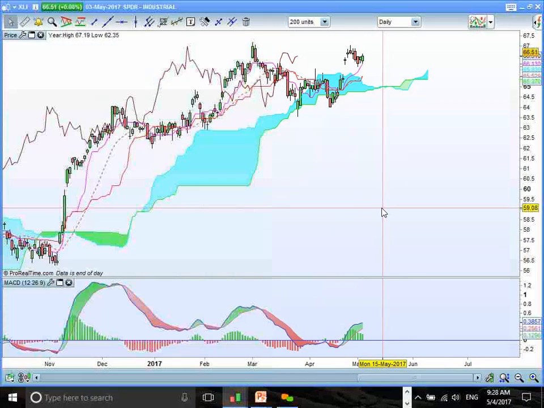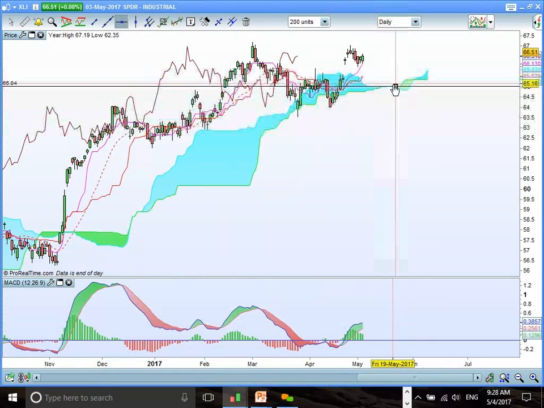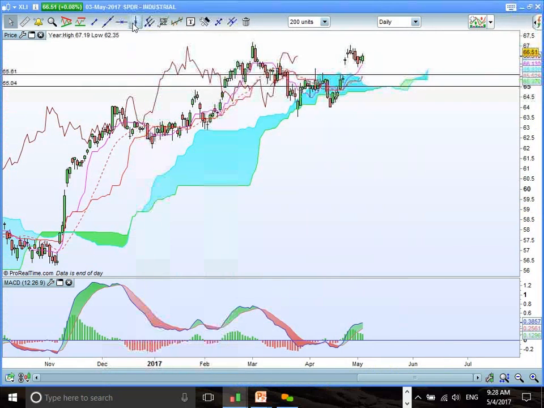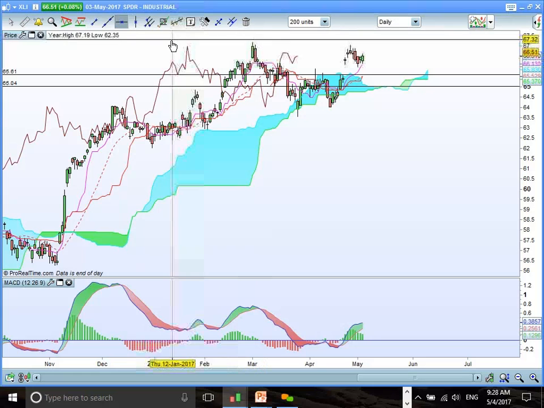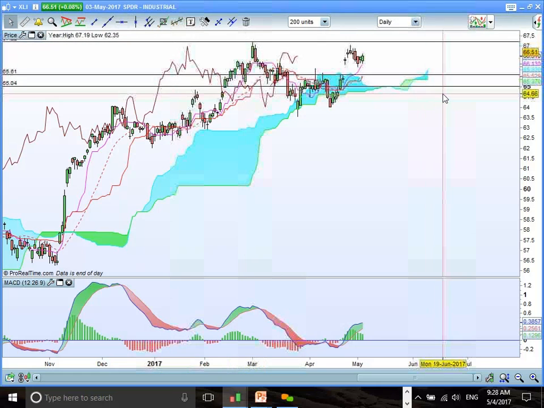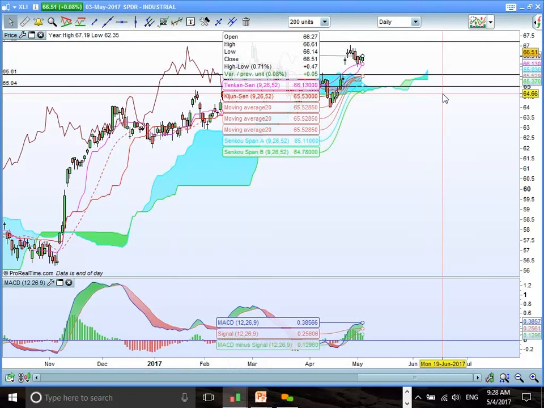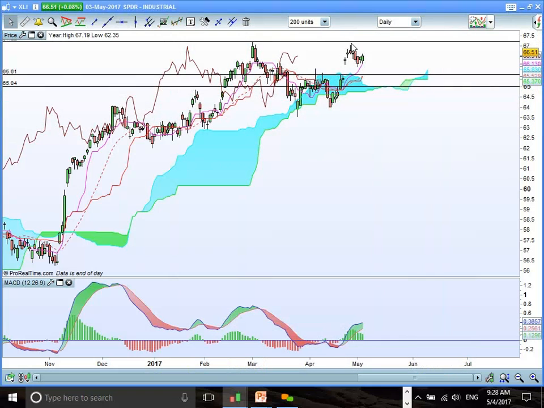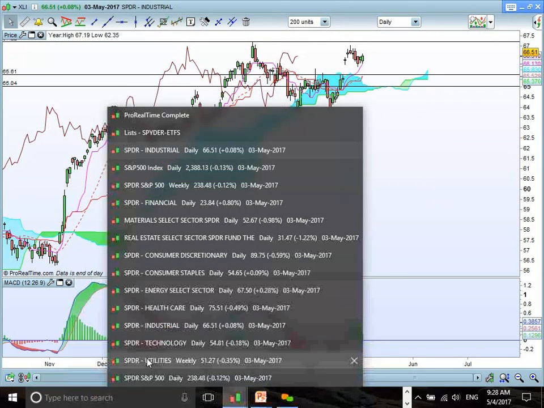Industrial XLI. Top end of the cloud is key support. Old highs key resistance. So it's going to be interesting to see if we're going to get to these old highs currently. There you go. So making a double top formation there with the potential weakness to the downside here at the top end of the cloud. So that's the downside risk. So steady as she goes, trading up to the old highs here to test resistance.